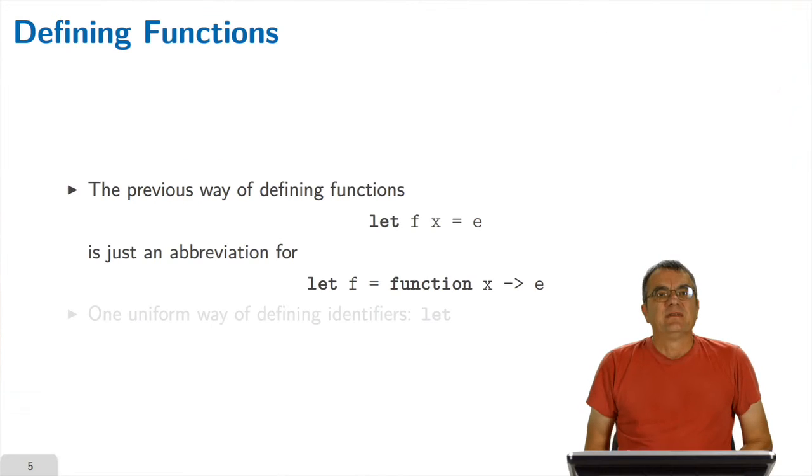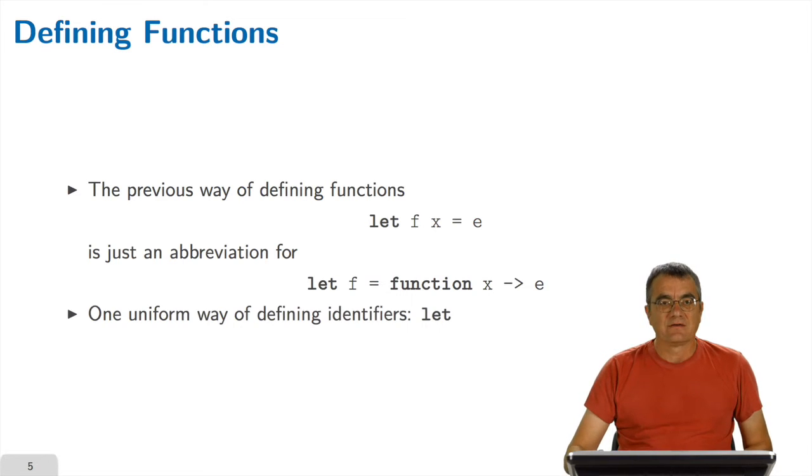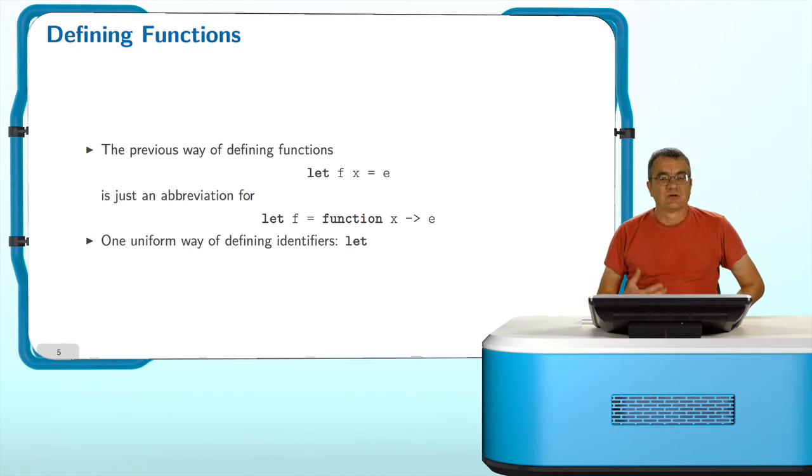To summarize, this means that the form let f x = e is just an abbreviation for writing let f = function x -> e. So we just have one unique form of defining an identifier, which is let name = something. The only thing which is more general than what we have seen in week 1 is that the something, the expression, is now an expression of a more complicated type, that is a functional type.